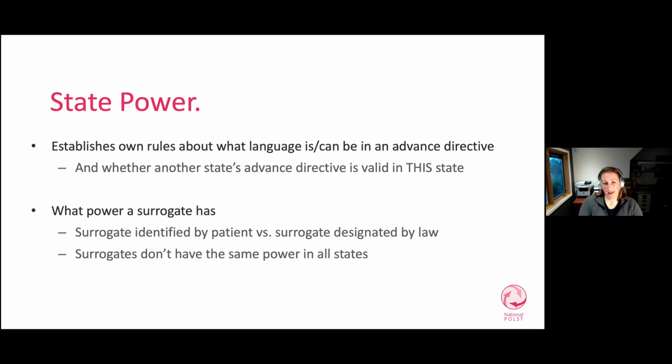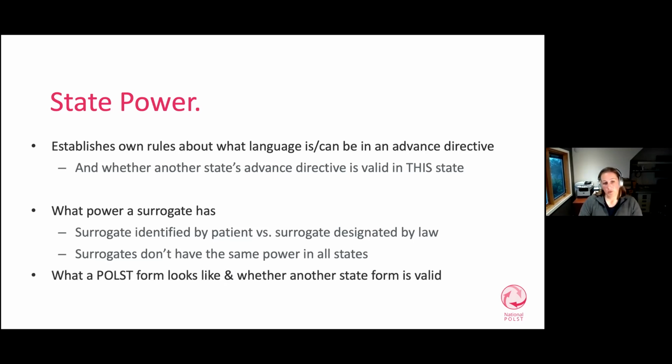Again, the surrogates don't even have all the same power in the states. So some states say that a surrogate can't ever make a decision on withdrawing life support. Other states allow for it. Some of them, again, vary. If you're identified in an advanced directive, you have more power than that. But this is all up to the states.